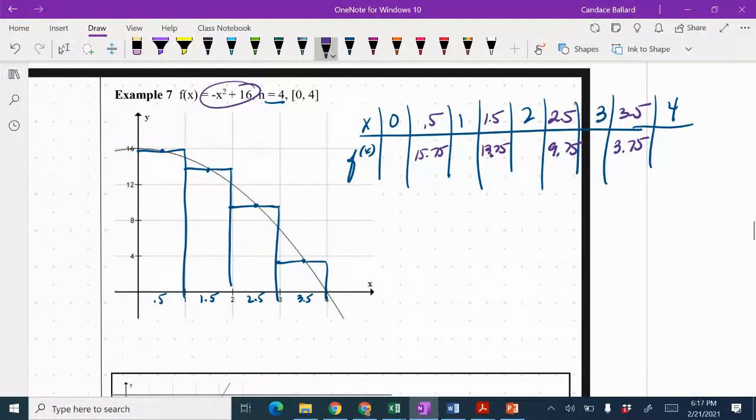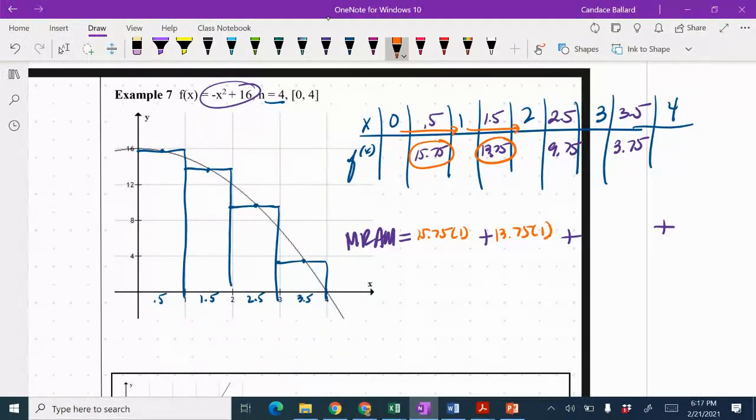So now we're going to go ahead and set up our MRAM. And I need 4 subintervals, so I draw 3 plus signs. I always draw 1 less plus sign than subintervals. All right, here we go. So I'm going to use this height, which is 15.75, and then this distance in between, which is 1. This height, this distance, so 13.75 times 1. This height, this distance, so 9.75 times 1. This height, this distance, so 3.75 times 1. I multiply it all out, I add it up, and I end up with 43.